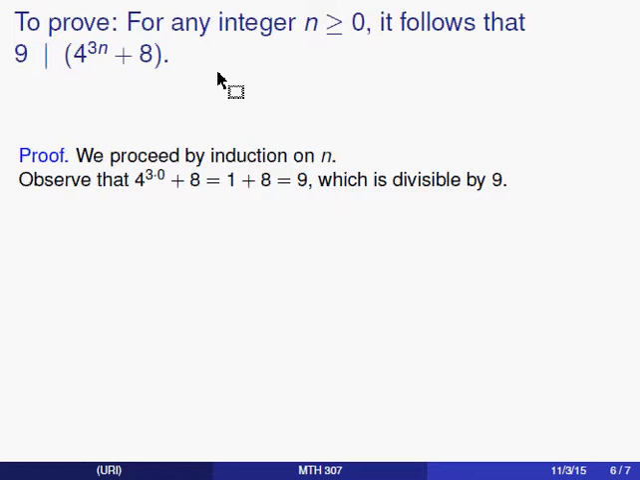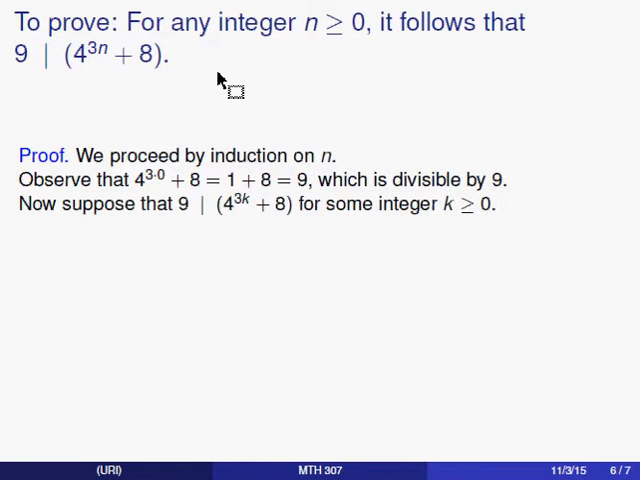Now for our induction step, we're going to suppose that the kth statement is true. The statement we're looking at is this line here, and the kth version of that is 9 divides 4^(3k) + 8. So we're going to suppose that k is some integer and that 9 does go into the quantity there.